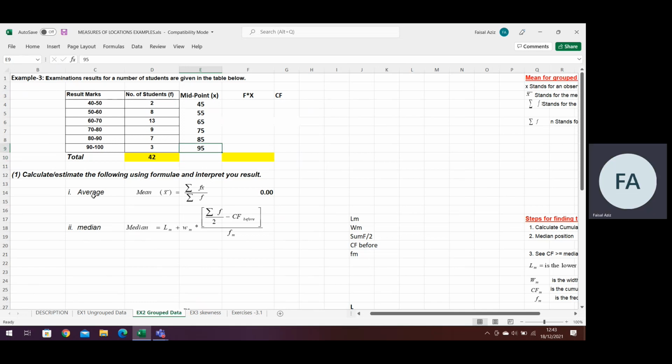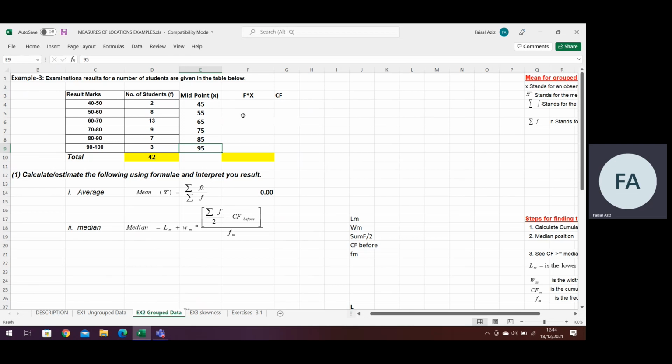If you look at the requirement, when we were calculating average for ungrouped data, we were simply applying a formula, and this formula was giving us the average. But here, since the data is group data, we will have to use this formula that you can see: summation fx divided by summation f.